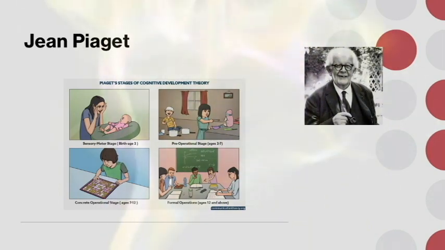So, for Piaget, we have the sensory motor stage, birth through to 2 years old. And here, we can think of this as the sensory motor stage where infants explore the world through their senses and their motor actions. They're constructing an internal reality based upon their external interaction with the world.